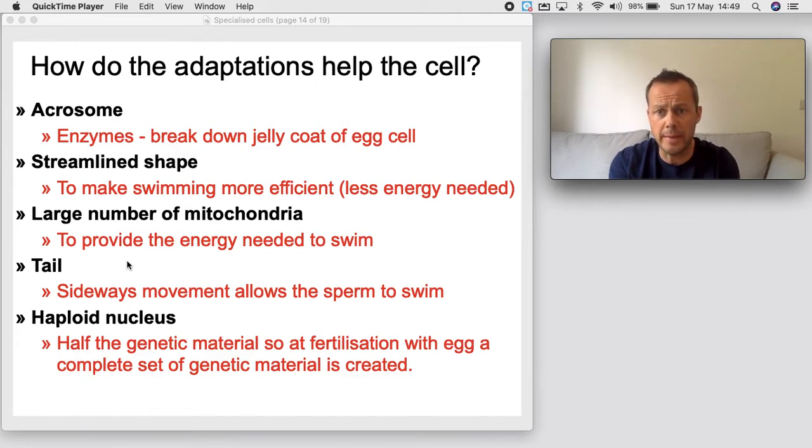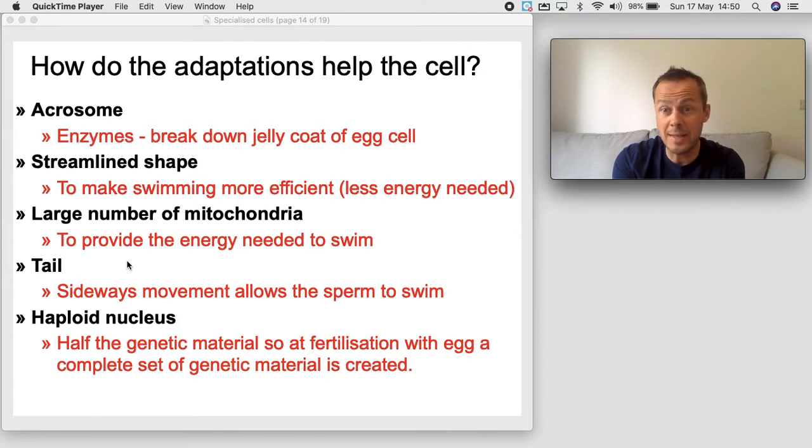And the last point, which is probably quite difficult to understand at the moment, is this term, a haploid nucleus. So inside a sperm cell, rather than having a full set of genetic information to make a new human, it only contains half of the genetic information. That means at fertilization, when it meets with the egg cell that also has a haploid nucleus, we have two half sets of genetic information, which when fused together will make a full set of genetic information for that new individual. So they are the 5 big points that we need to have in our heads when we're looking at the adaptations of sperm cell.